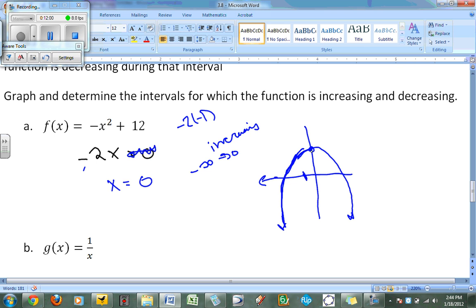All right? Well, on the right side of this critical point, if I plugged a positive 1 into my derivative, which is negative 2x, I'd get negative 2, which is a negative slope, which means it's decreasing. And we know that that can't change unless we have a critical point. So from 0 to infinity, my graph is decreasing. We're always going to have a negative slope.